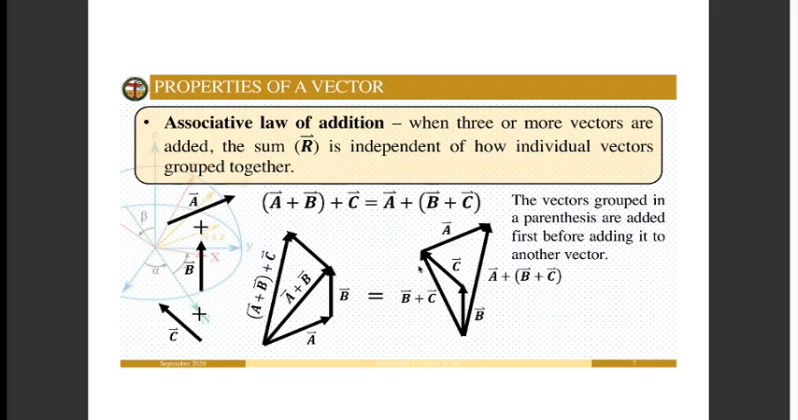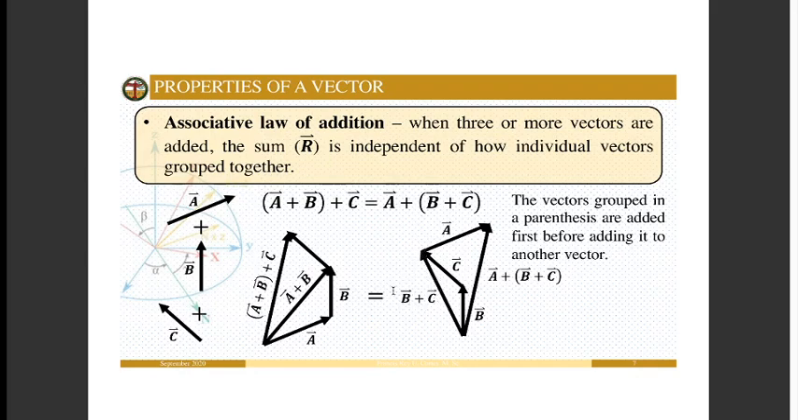Now, how about if I want to add B and C first, then add the result of B and C to A? Is the resultant still equal? Yes, because according to the associative property. Now, let's see. I will add B and C first. So, I have B, then I have C. The resultant of B and C starts from the tail of B, then I draw towards the endpoint, the head of C. Okay, so this is B plus C.